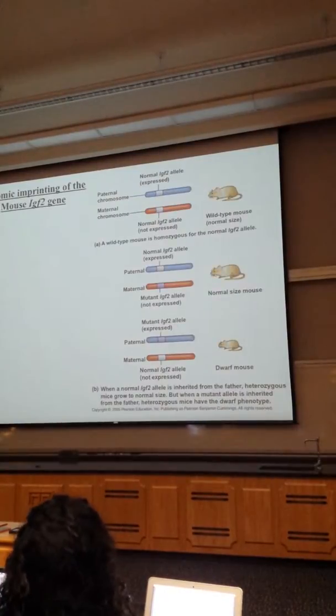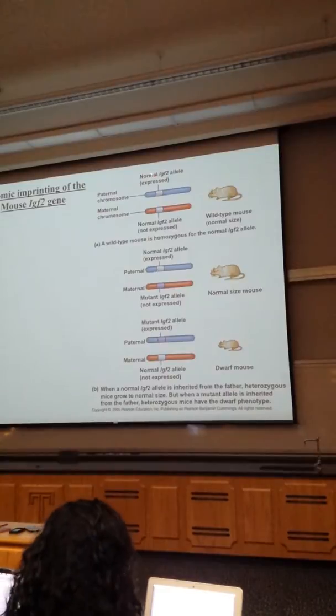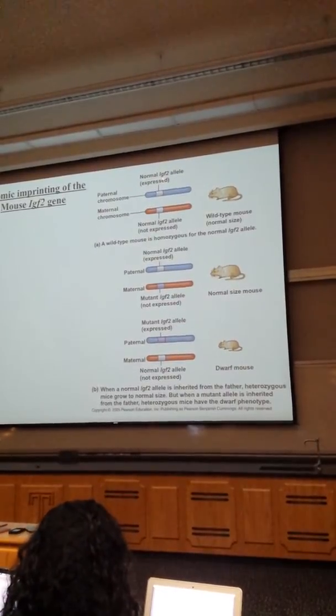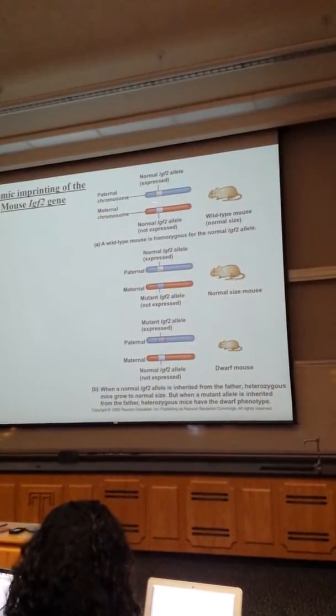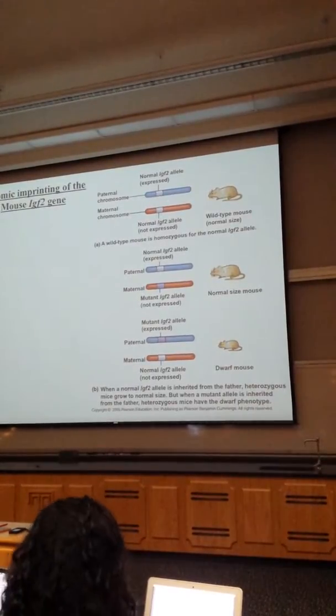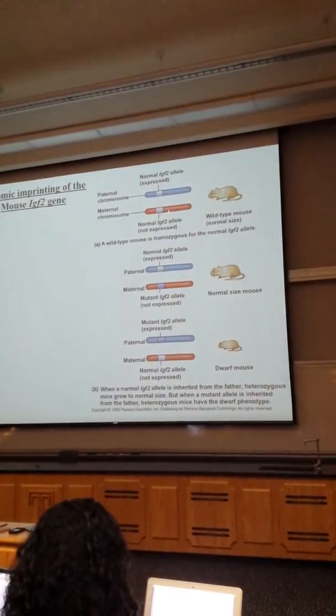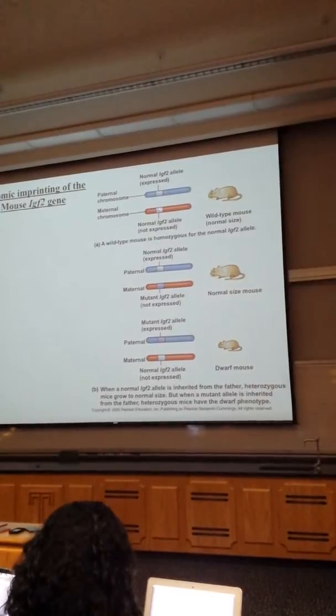Actually, in mice, the insulin-like growth factor gene is expressed from the paternal chromosome number 7. It's not expressed from the maternally derived chromosome number 7. And so you only need half the amount of protein. Therefore, the maternal allele is not expressed, and you get normal mouse development. It's called wild type, remember? Wild type means normal.